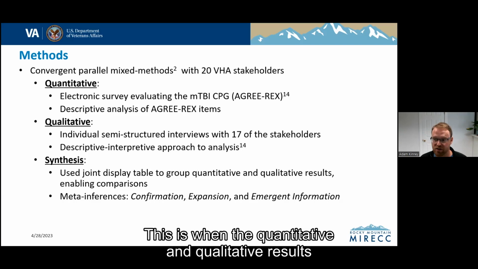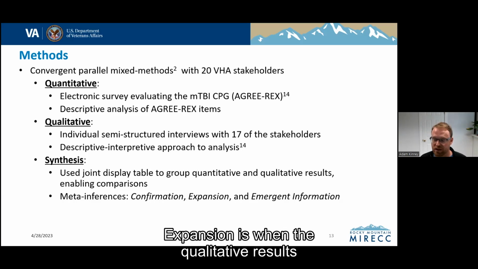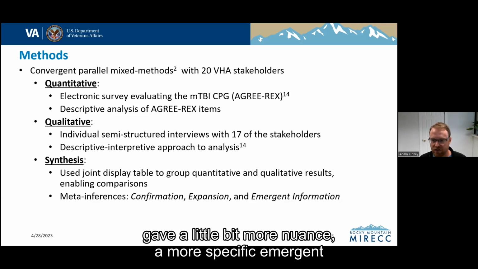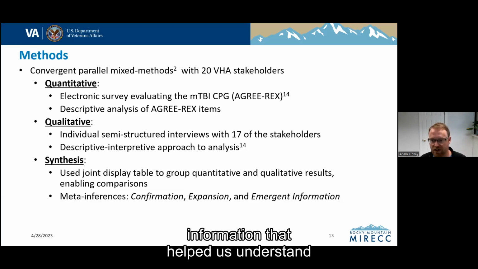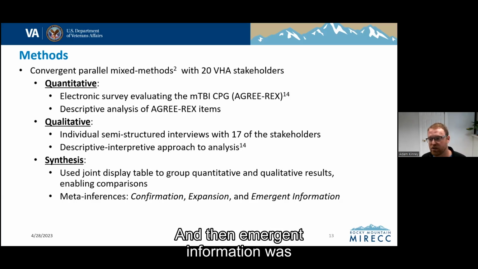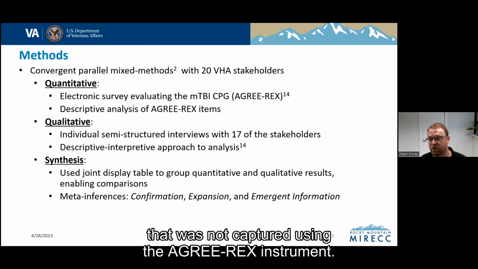First, confirmation. This is when the quantitative and qualitative results corroborated one another. Expansion is when the qualitative results aligned with the quantitative results, but gave a little bit more nuance, some more specific emergent information that helped us understand exactly what was going on. And then emergent information was when the qualitative results elicited important information that was not captured using the LeaRRn instrument.